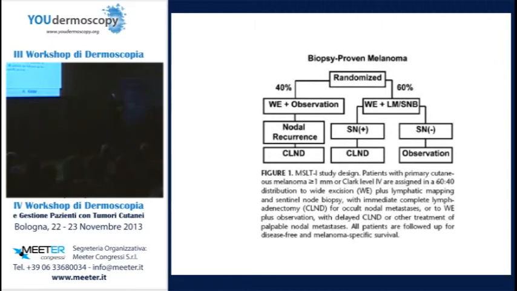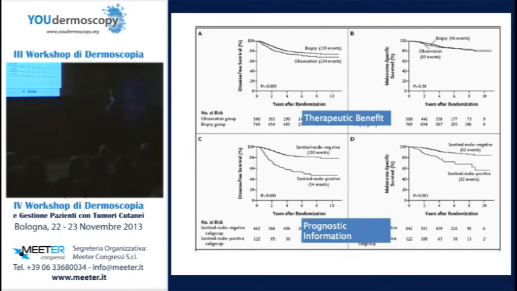So if the sentinel lymph node biopsy is of benefit to the patients, this arm should have a better prognosis than this arm. And here are the results. These are the results for therapeutic benefit, and here are the results for prognostic information. Here you see survival curves, and this is disease-free survival. We are not so interested in that. We look at this chart here, melanoma.